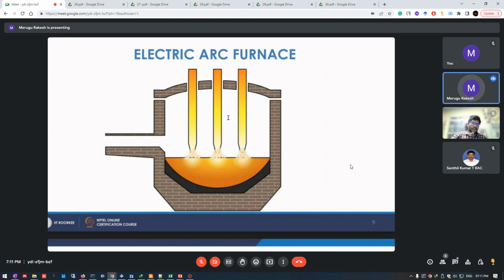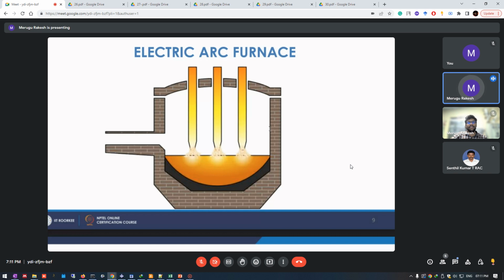So in this we have to take care that the arc will not damage the lining. This refractory lining will get damaged if the arc touches it. So that is the main thing we have to keep in mind while designing this electric arc furnace. And in this electric arc furnace, we can go up to very high temperatures.